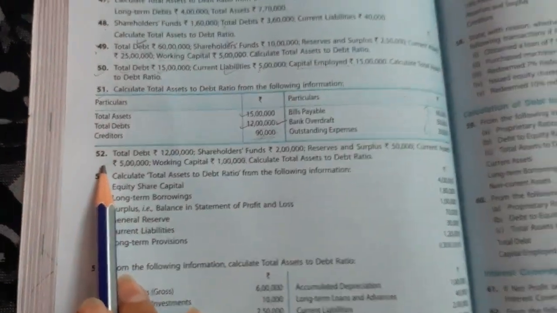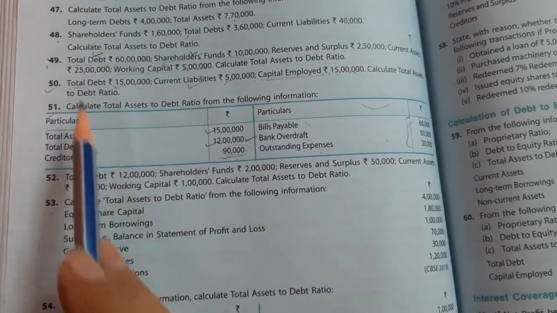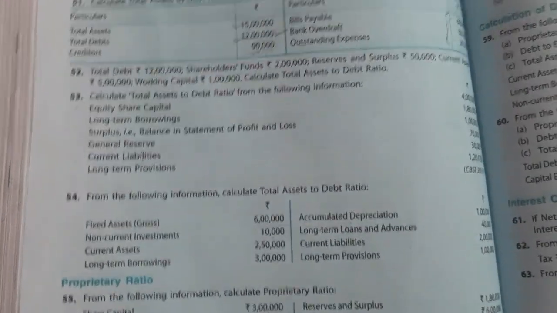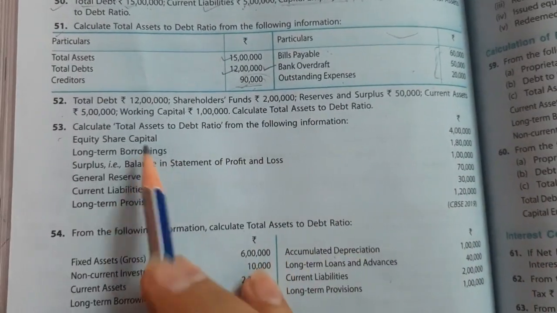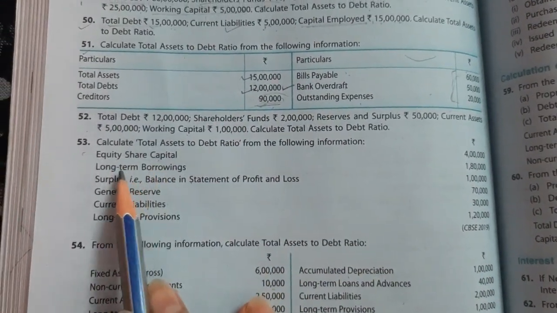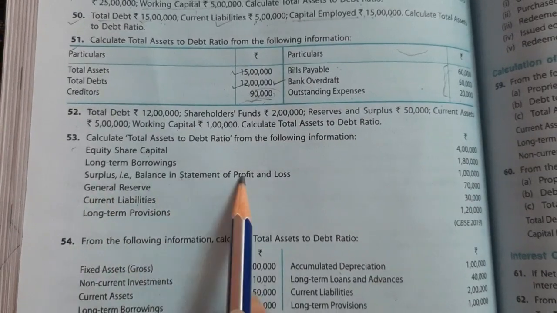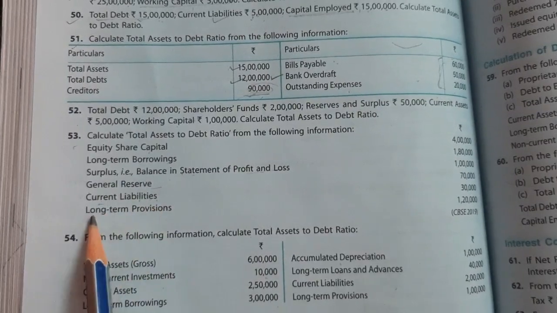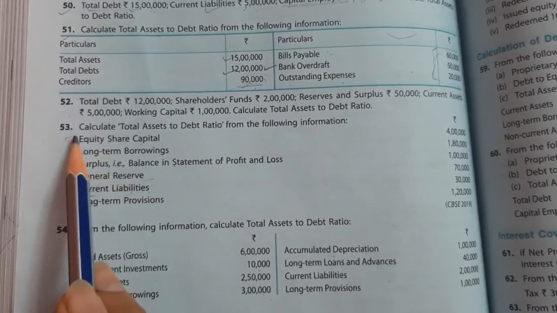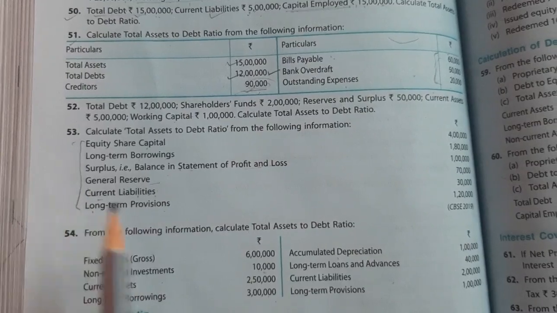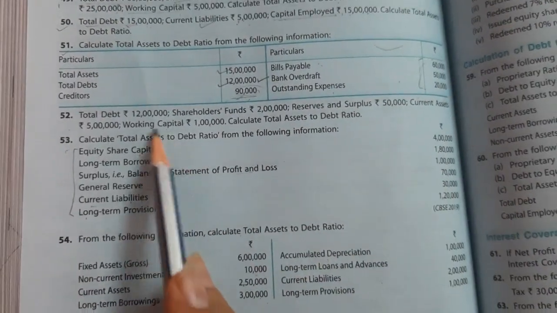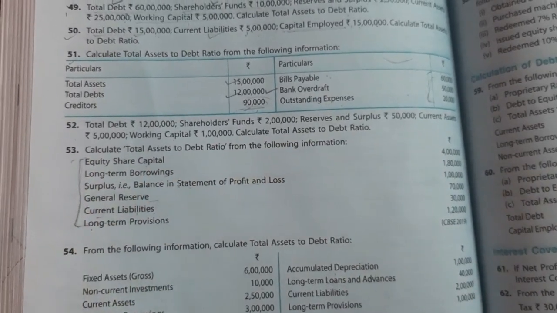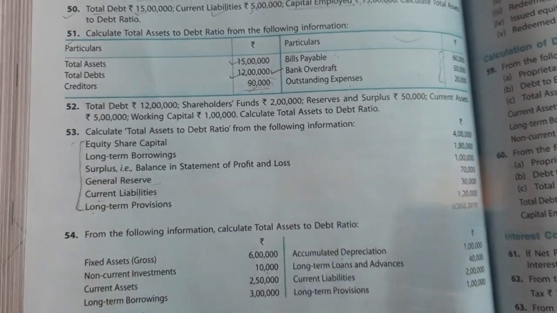And question number 52 is the same as what we did for question number 49, so you can do it. I'll explain the next sum, that is question number 53. Now here what you are given is equity share capital, long term borrowings, surplus, that means profit, which is one type of reserve, general reserve, current liabilities and long term provisions. So this is all part of your liability side of the balance sheet. That means you can find out total assets from this. How? Because this is all equal to total liabilities.